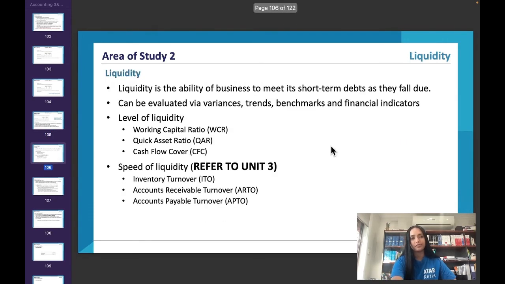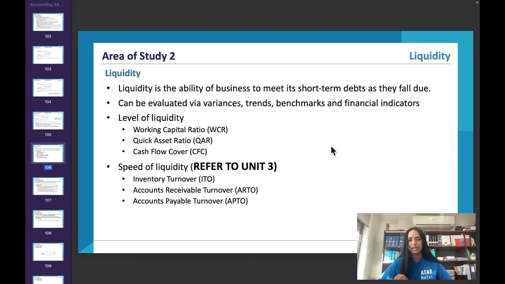Okay, moving on to liquidity indicators. So with liquidity indicators, there are two different categories. We have level of liquidity indicators and speed of liquidity indicators. Level of liquidity indicators include working capital ratio, quick asset ratio, cash flow cover, and speed of liquidity includes inventory turnover, accounts receivable turnover, and accounts payable turnover.